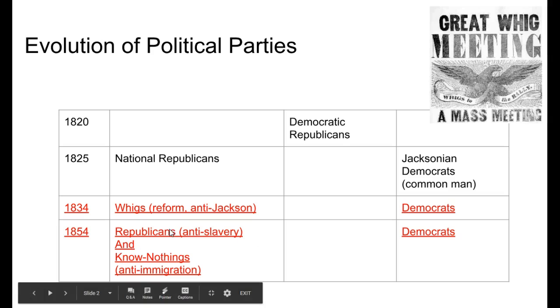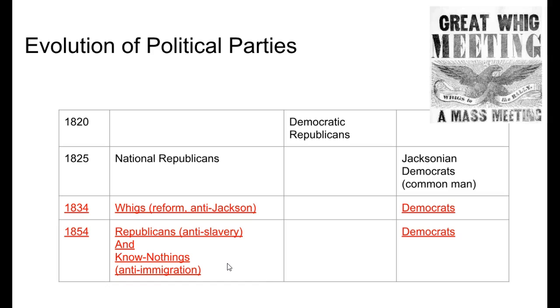There was also another group that formed out of this called the Know-Nothings, and this is kind of unique because they formed out of the same group, but this group was very much anti-immigration. At this point in time, there were a lot of immigrants entering the country, and these groups were against immigration and immigrants coming in.